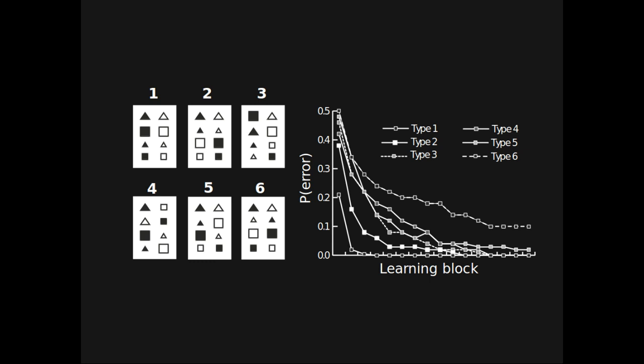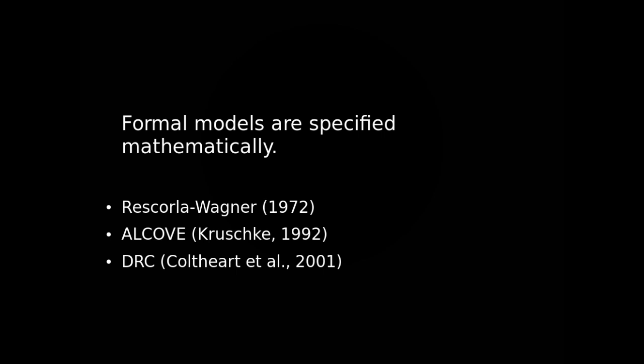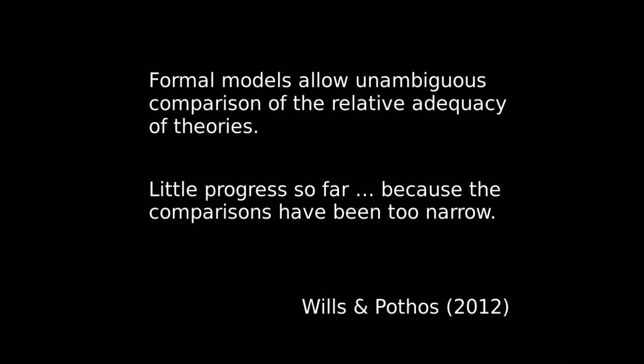So, as I said, a formal model unambiguously specifies transformations between independent and dependent variables. This slide shows an example of some of the formal models in psychology for those of you that are familiar with this area. Formal models are normally expressed mathematically or in the form of a computer program. As I've argued previously, formal models are important in psychology because they allow unambiguous comparison of the relative adequacy of theories.